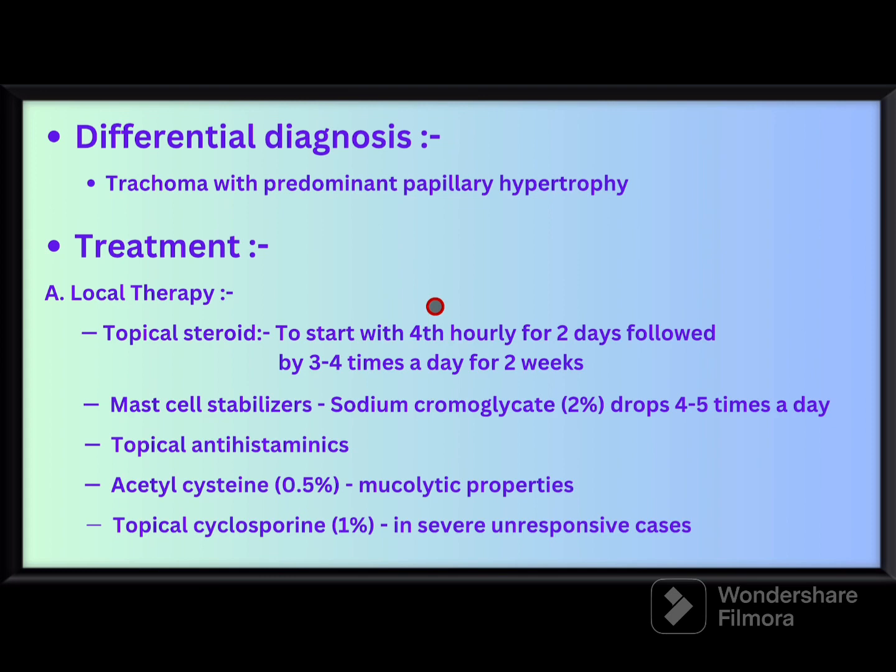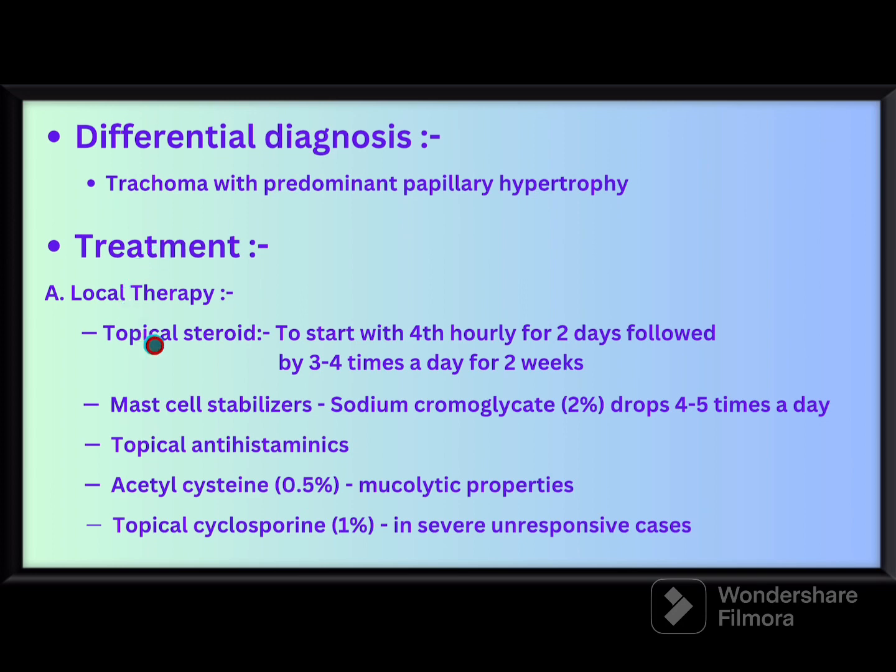Now, what is the differential diagnosis? It should be differentiated from trachoma, that too with predominant papillary hypertrophy. Okay, coming to the treatment now. For the treatment, you have local therapy, systemic therapy, treatment of the large papillae, general measures, desensitization and treatment of vernal keratopathy.